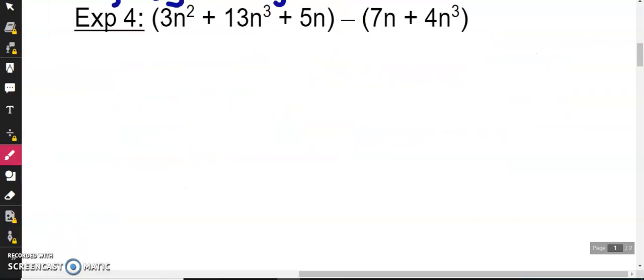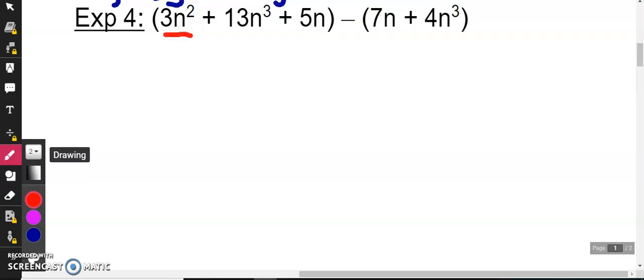All right, so in example 4, I noticed that the symbol in between the parentheses has changed to a minus sign. So I'm going to follow the same steps as example 3, only I'm subtracting my like terms instead of adding. So once again, we'll start by finding the first term that we see. So there's a 3n squared. I don't see any other terms with n squared, so this guy is just going to carry down.